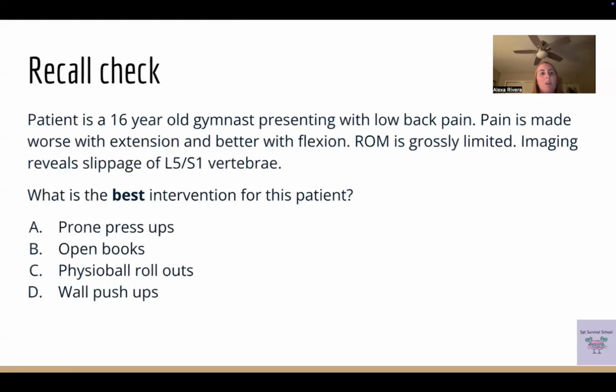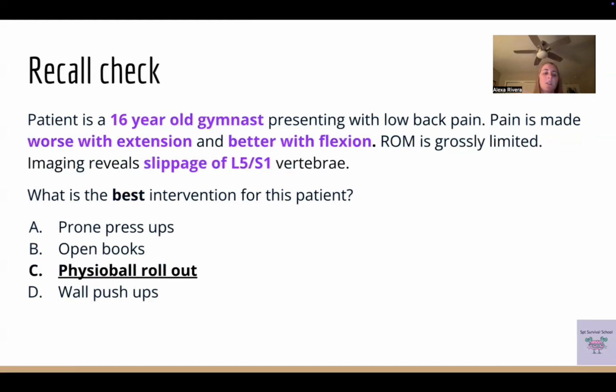So now for a recall check. Patient is a 16-year-old gymnast presenting with low back pain. Pain is worse with extension and better with flexion. Range of motion is grossly limited. Imaging reveals slippage of L5 to S1 vertebrae. What is the best intervention for this patient? I'll give you guys a couple seconds. You can pause this and I'm going to show the answer.